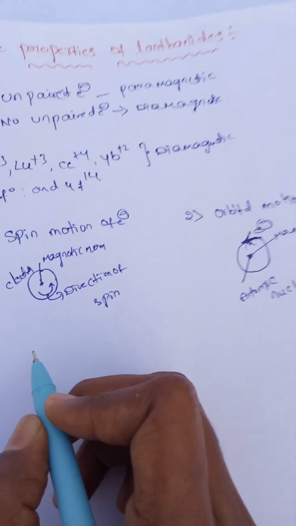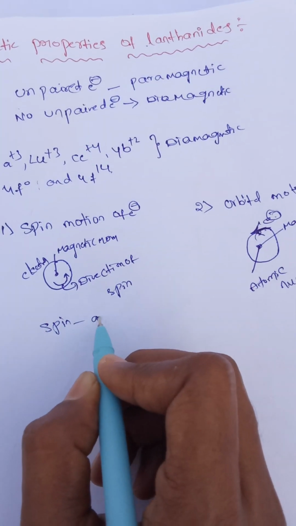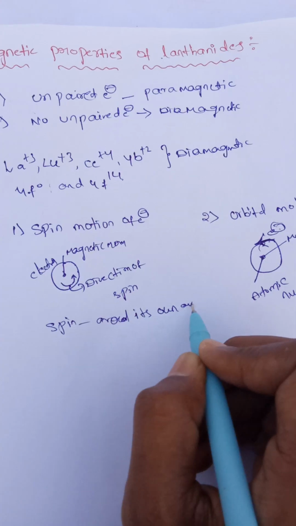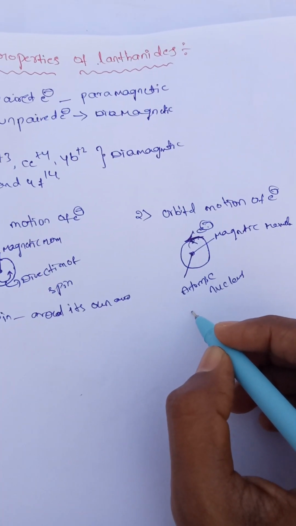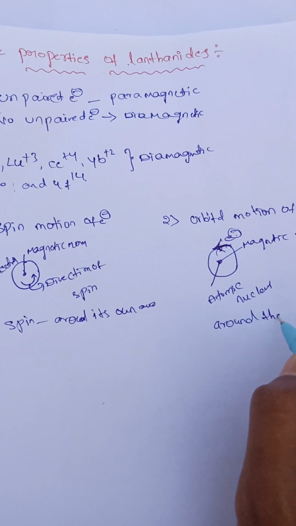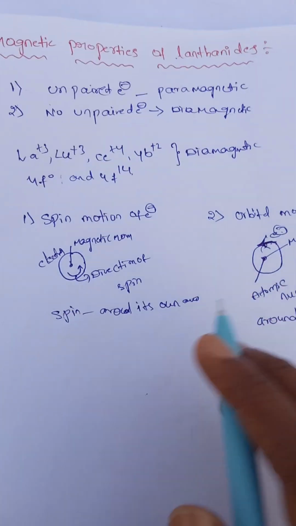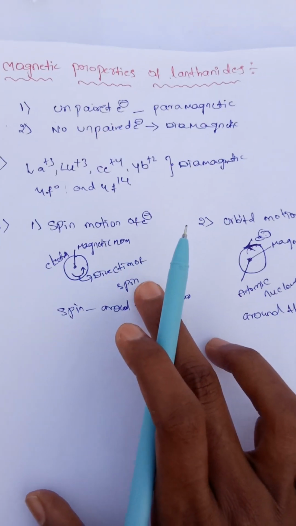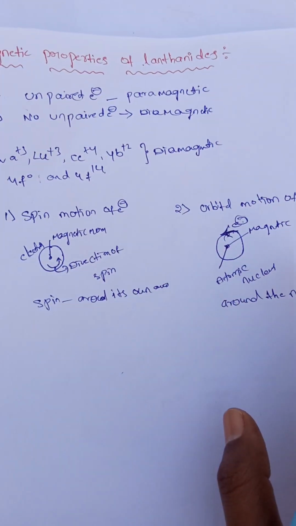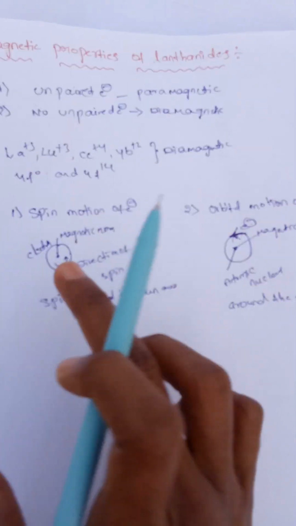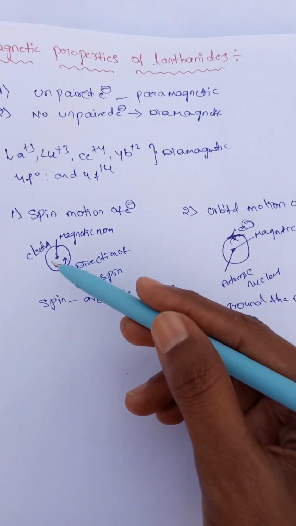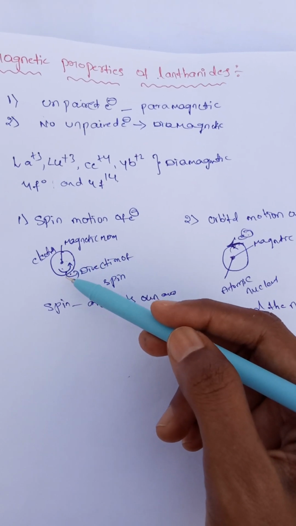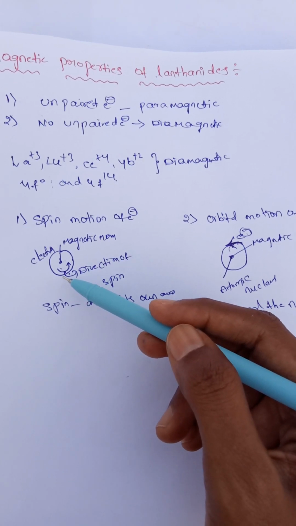So spin of electrons is spinning around its own axis. Coming to orbital motion, electrons move around the nucleus. So the third point is, the magnetic moment originates from two kinds of motions of the electron, one is spin motion and another is orbital motion. What is spin motion? The electron spins around its own axis, clockwise and anti-clockwise, within the orbital.